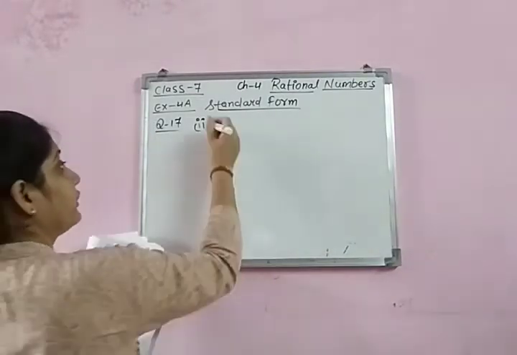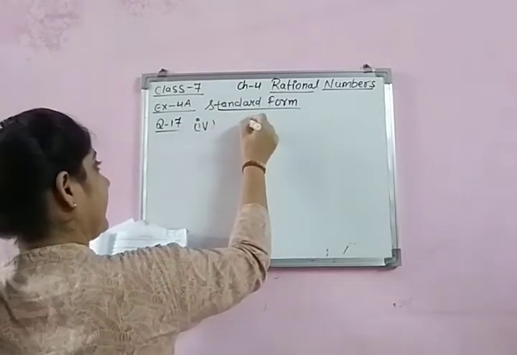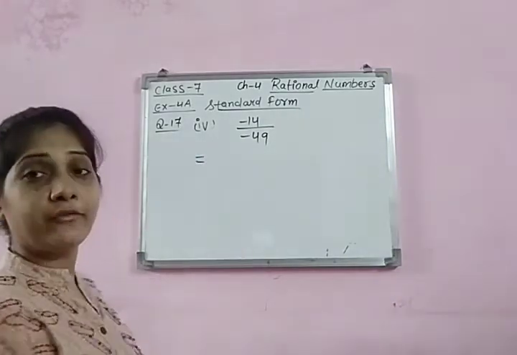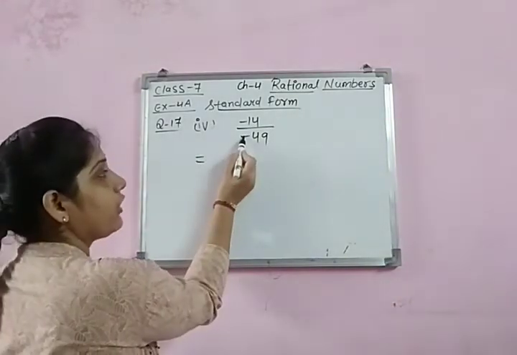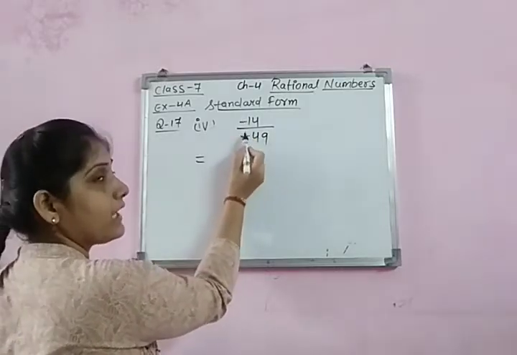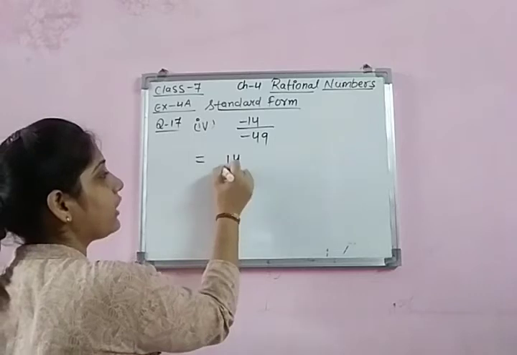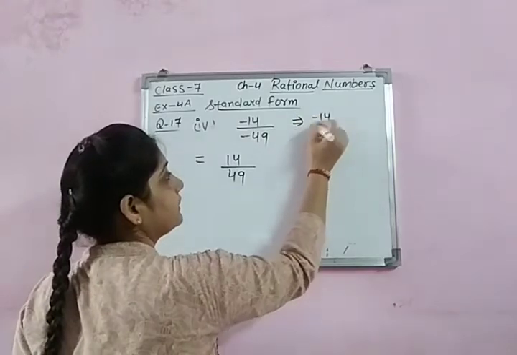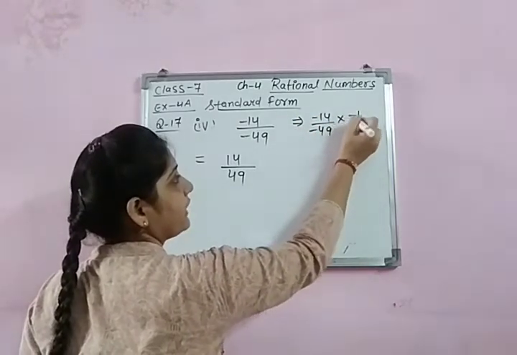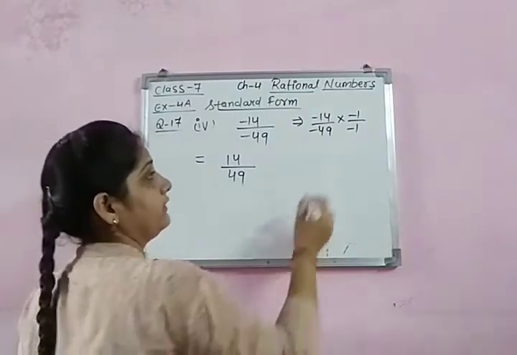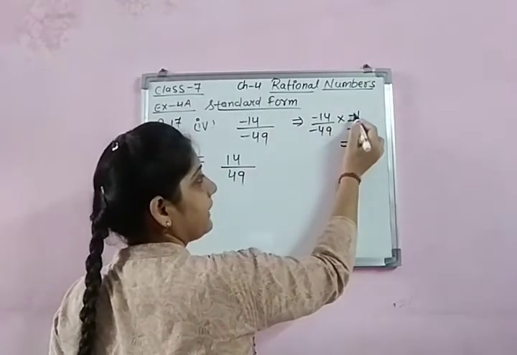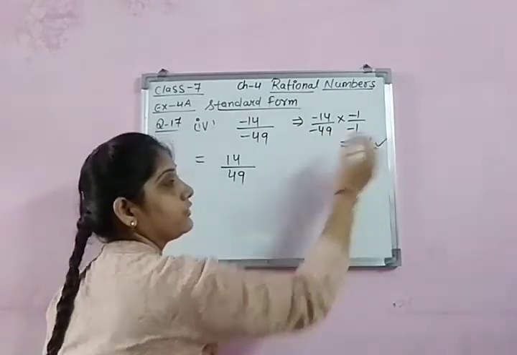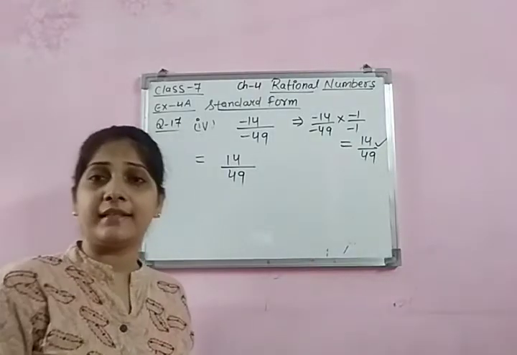Now I am telling you the fourth part of this one. -14 upon -49. Again we have to make the denominator positive. The denominator becomes positive because both negatives cancel each other, so minus becomes plus. So I can write directly by removing the sign. I am showing here how it comes. To make the denominator positive, we multiply both by -1. So -1 times -14 is 14, and -1 times -49 is 49. So you will get 14 upon 49. You can write it directly also.